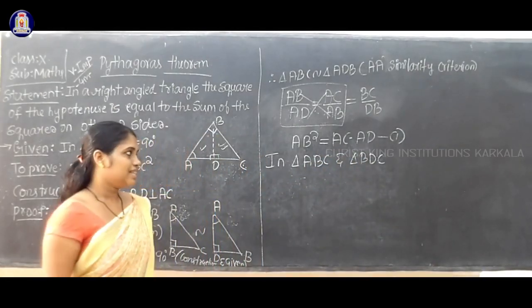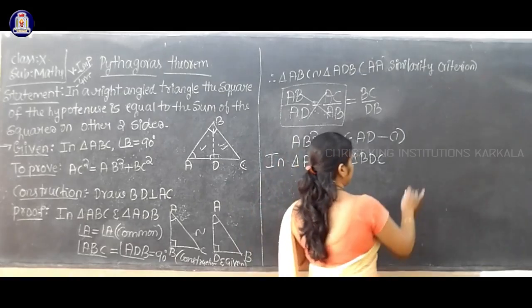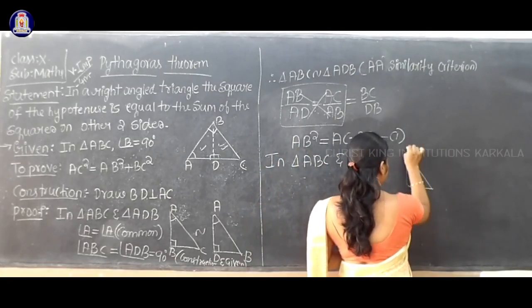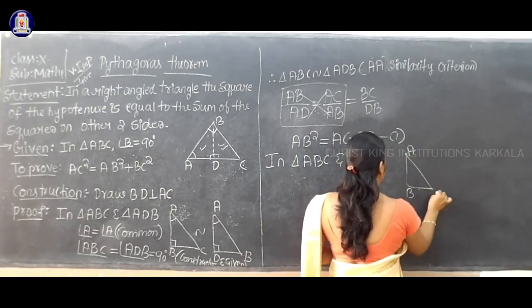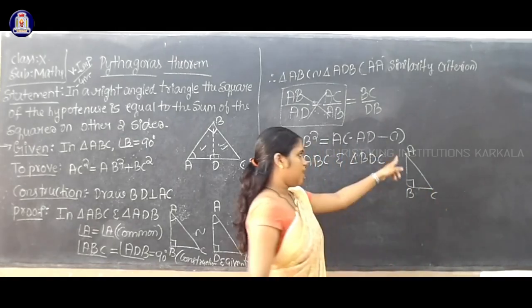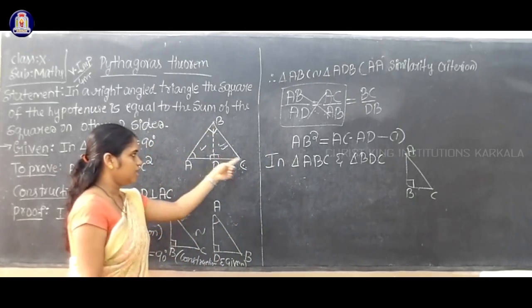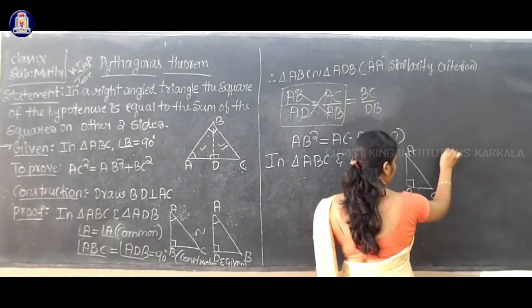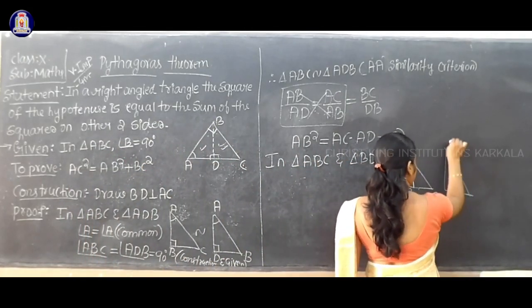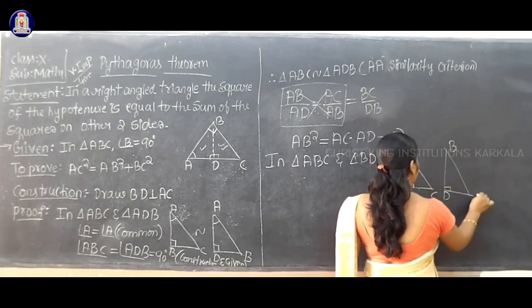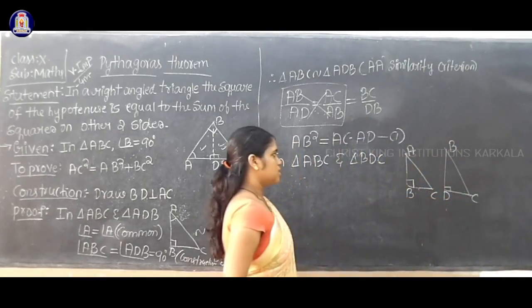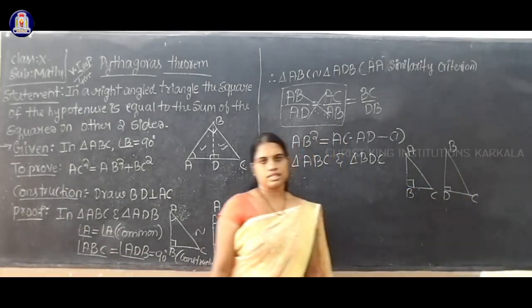I will take these two triangles separately. I will draw like this. This is A, this is B, this is C. Triangle ABC and triangle BDC. I will draw it as it is. This is B, this is D, and this is C. Now prove these two triangles are similar.